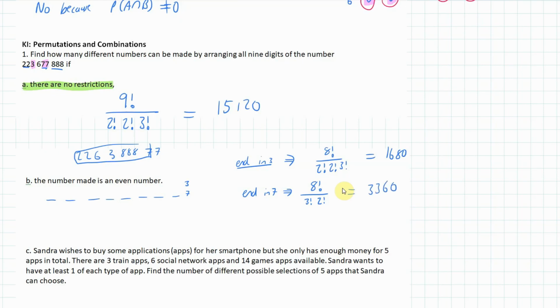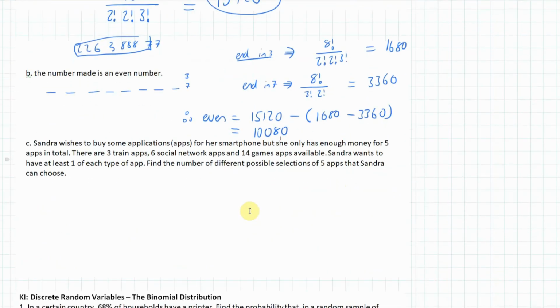Okay, and now we're just going to go, therefore, even equals the total number of ways, which we found is here, 15,120, subtract all of the odd ways, odd numbers, and that will give us the total number of even ways. So sometimes the easiest way of solving a question is to find out what you aren't asked to find out, like this one, finding the odds to find the evens.